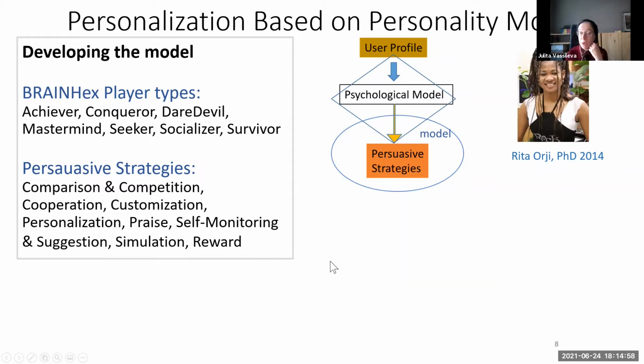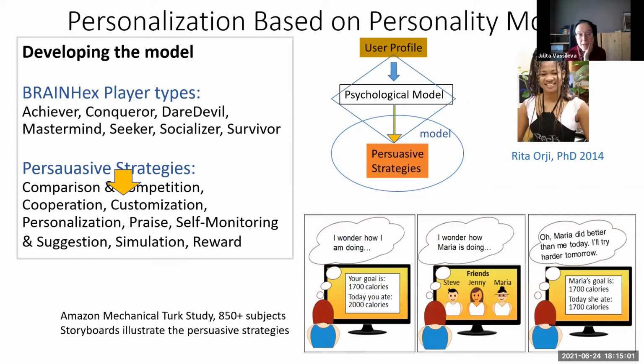So what she did was she did a study on Mechanical Turk with over 800 subjects, where first of all, these subjects had to answer a questionnaire to find out the brain hacks type of this particular user. And then they were presented storyboards illustrating the different persuasive strategies. So for each strategy, there will be a storyboard which illustrates how a system using this strategy will interact. And then the user will be asked, how persuasive do they think is this strategy? So it's self-reported.